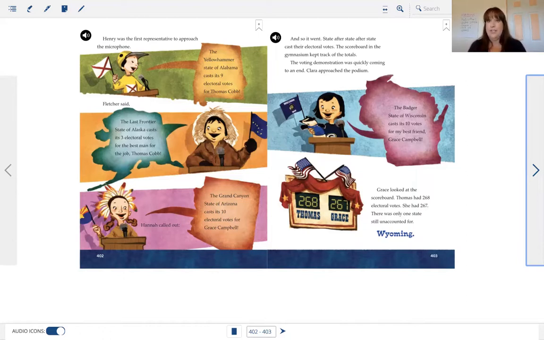And so it went. State after state after state cast their electoral votes. The scoreboard in the gymnasium kept track of the totals. The voting demonstration was quickly coming to an end. Clara approached the podium. The Badger state of Wisconsin cast its 10 votes for my best friend, Grace Campbell. Grace looked at the scoreboard. Thomas had 268 electoral votes. She had 267. There was only one state still unaccounted for: Wyoming.